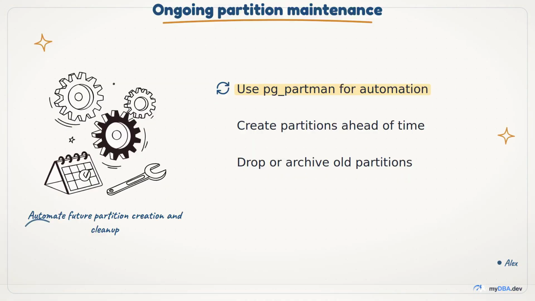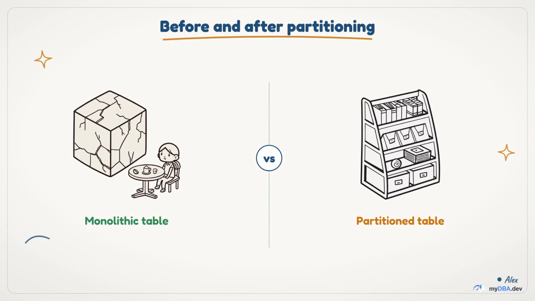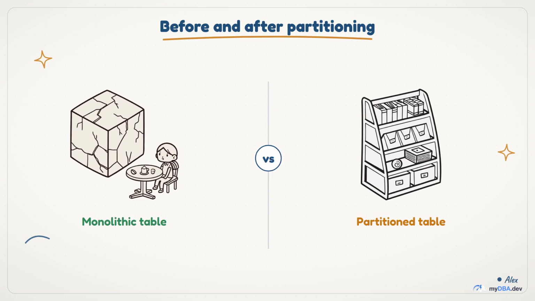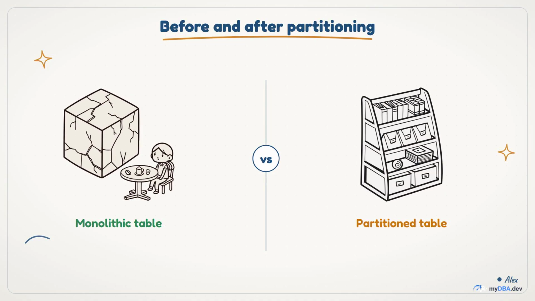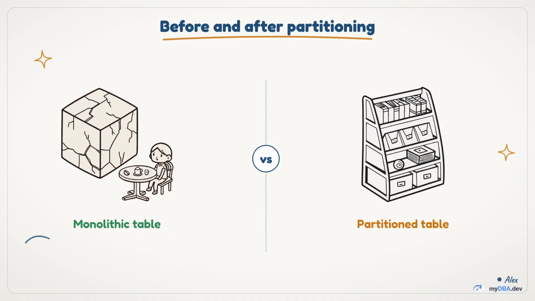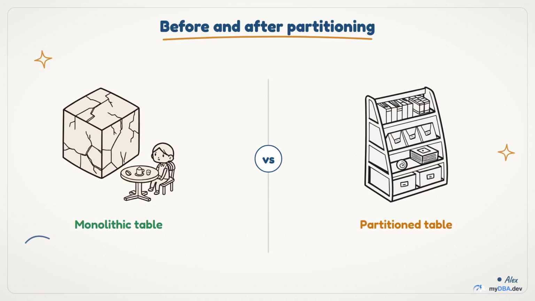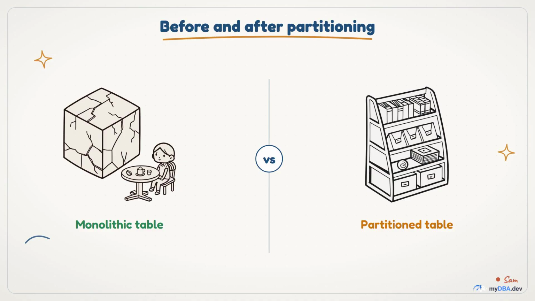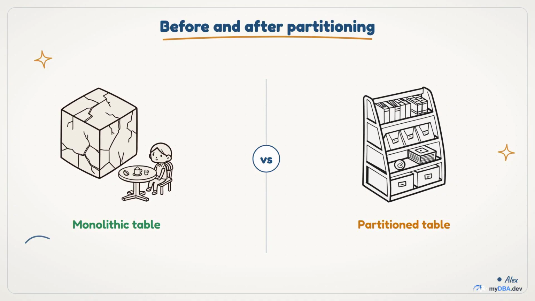months. Here's the payoff. Before partitioning, you had one giant table, slow scans, bloated indexes, vacuum taking forever. After partitioning, queries that filter on created_at only touch the relevant partitions. Indexes are smaller and faster. Vacuum and maintenance are scoped to one partition at a time. And I can drop old partitions quickly instead of deleting millions of rows? Exactly. Drop table on a partition is generally faster and generates less WAL compared to deleting rows. Partitioning gives you much better control over data lifecycle and performance.